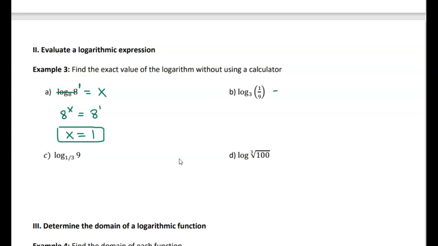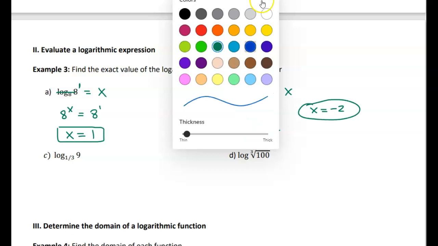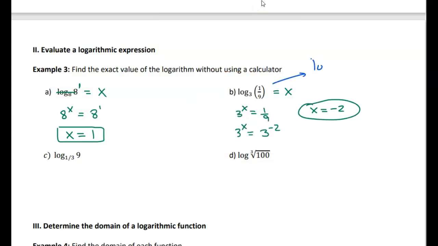Okay, part B. Log base 3 of 1/9 equals x. We're trying to figure out what it is. So 3 to the x equals 1/9. Change this to a base of 3. So 3 to the x equals 3 to the -2. The bases match, so you get x equals -2. And the shortcut for this would be to write 1/9 as 3 to the -2, so the base of the log matches the base of the exponential, then you cancel and you get the answer -2.